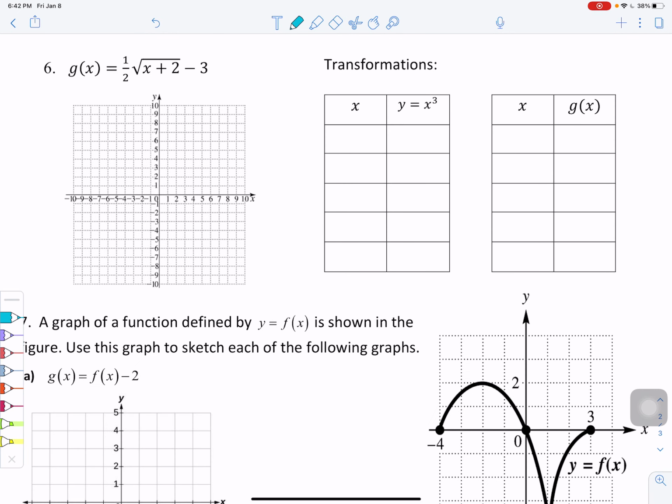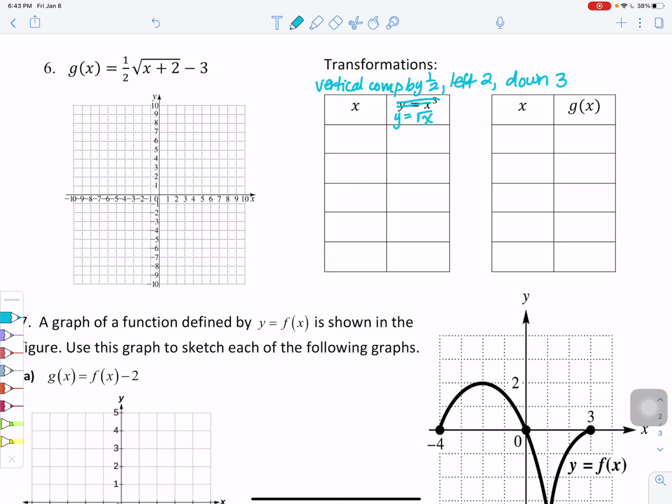Looks like a lot going on here, but here we have the square root function. And so this is an error. This should say y equals the square root of x. And we have a vertical compression by 1/2, and then we have going to the left 2 and then down 3. That's what our new function g of x is transformed.